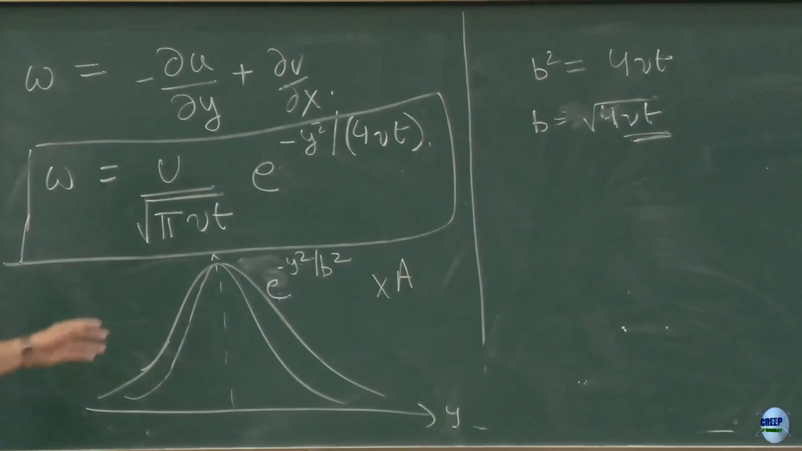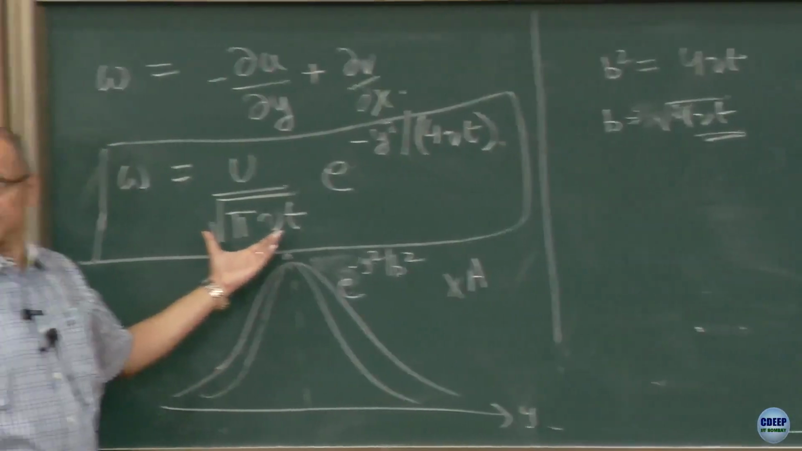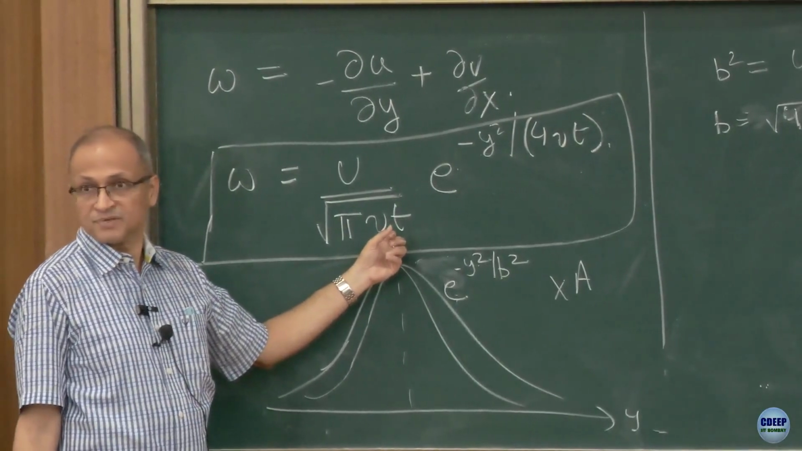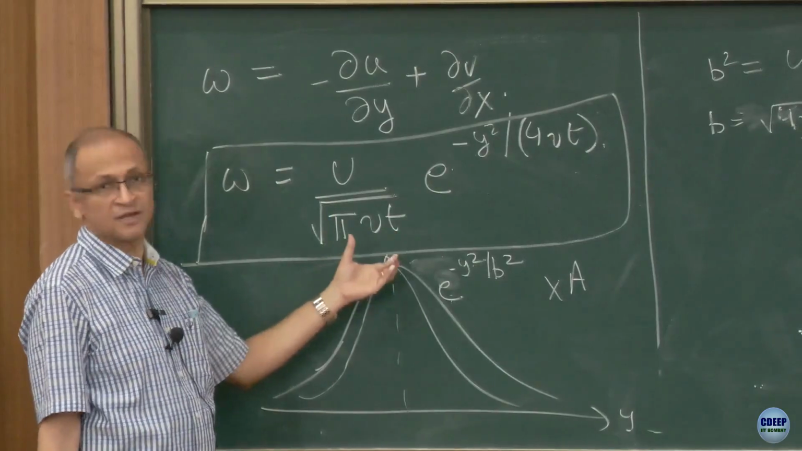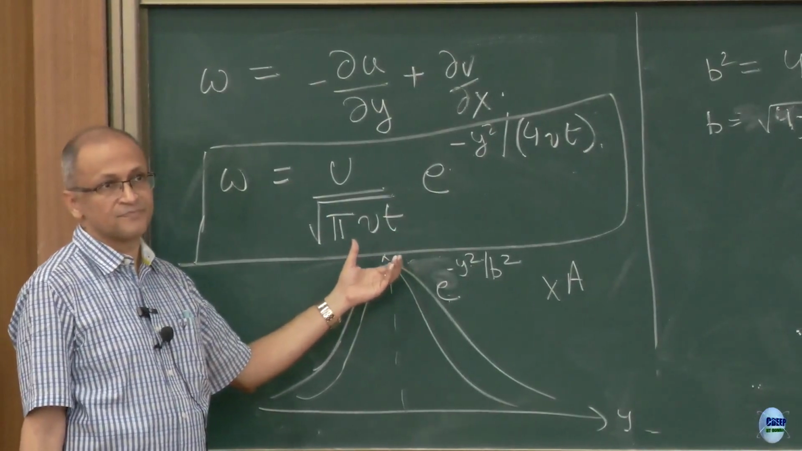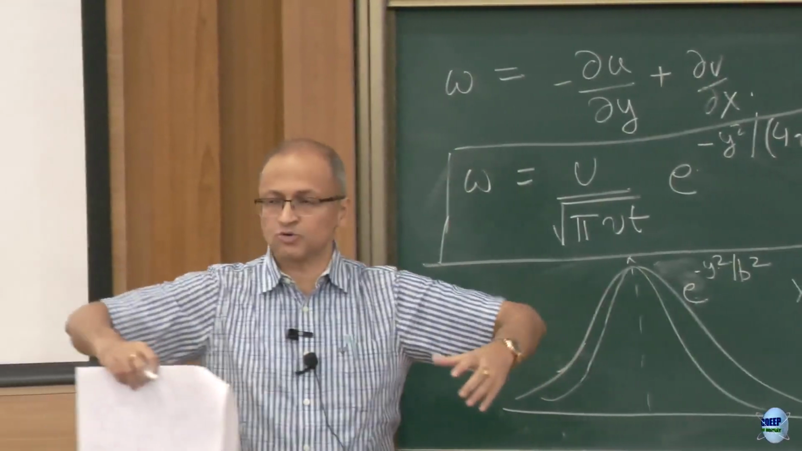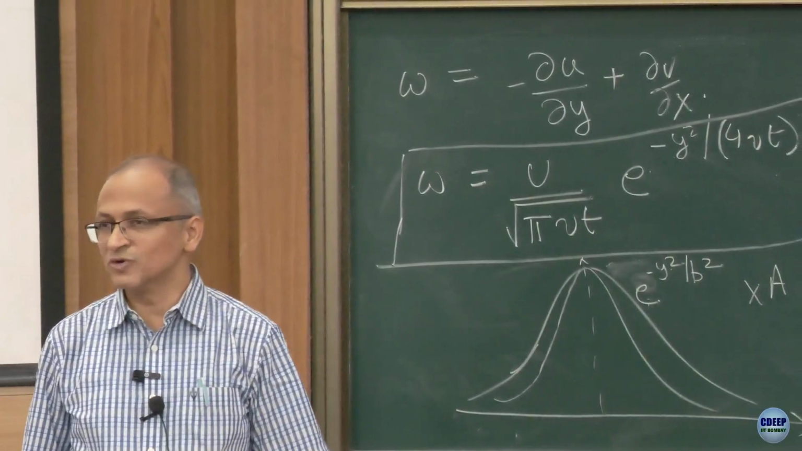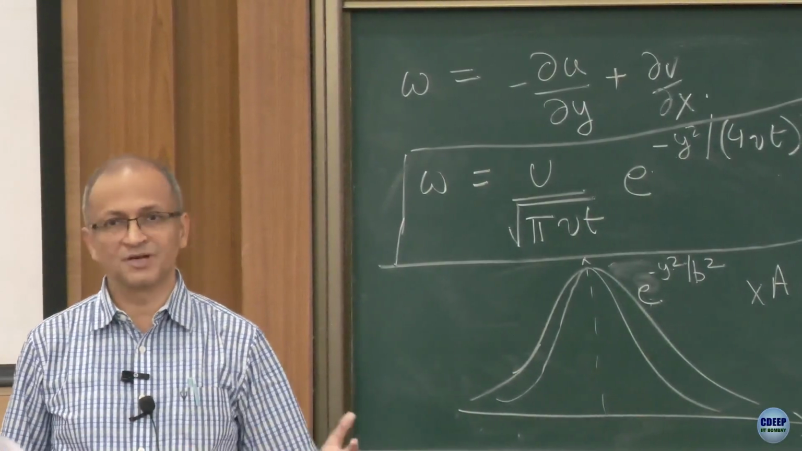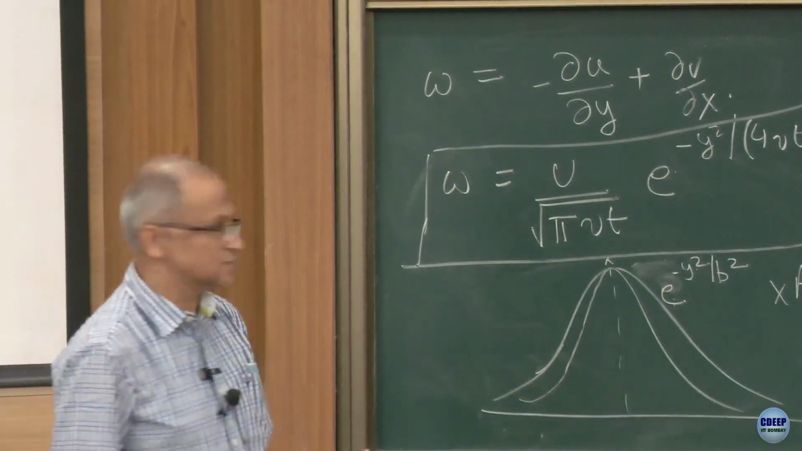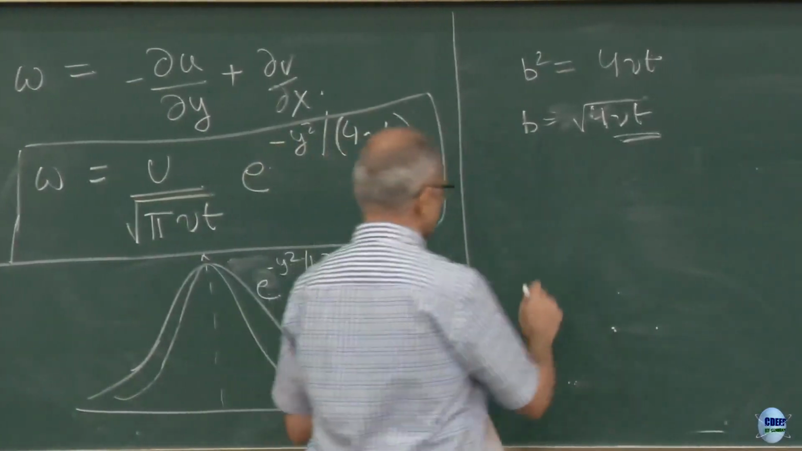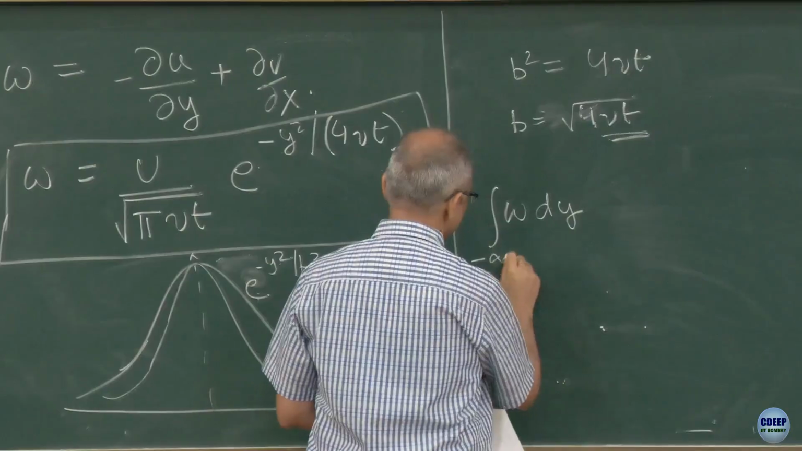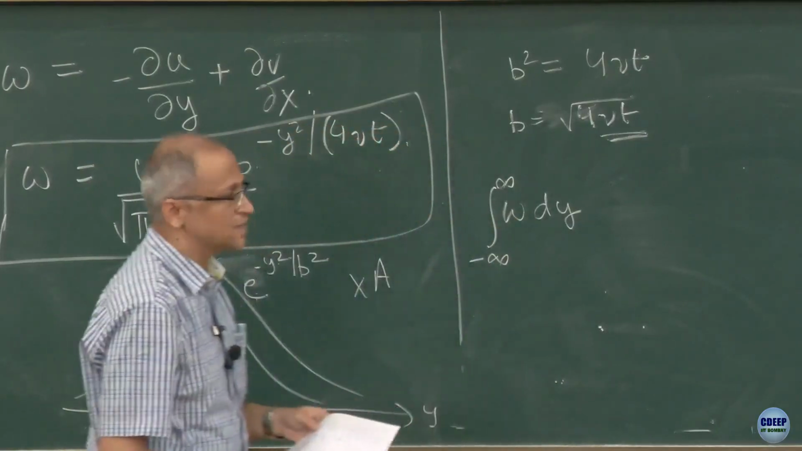And my amplitude, what is happening to my amplitude? You can see amplitude is dependent on time. So my amplitude is reducing with the square root of t. So my width is increasing as a square root of t, but my amplitude is reducing by a factor of square root of t. So what do you expect the integral to happen? The total vorticity is conserved. So if you were to find the integral of omega dy from minus infinity to plus infinity, this is my total vorticity that I have in the domain.